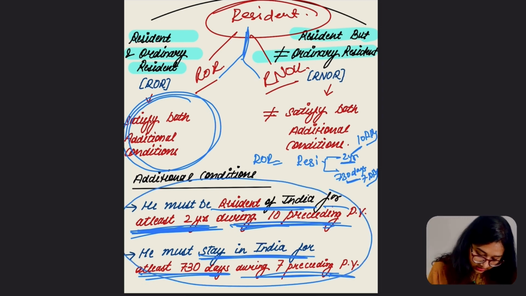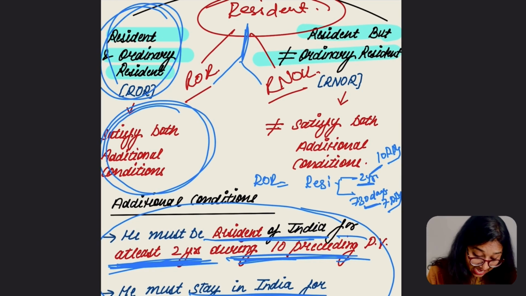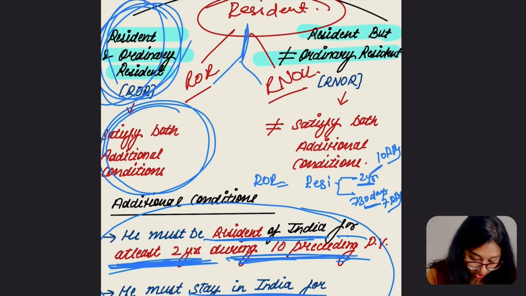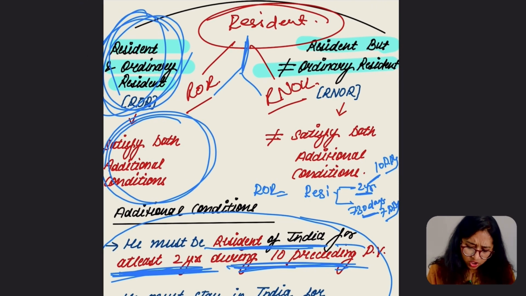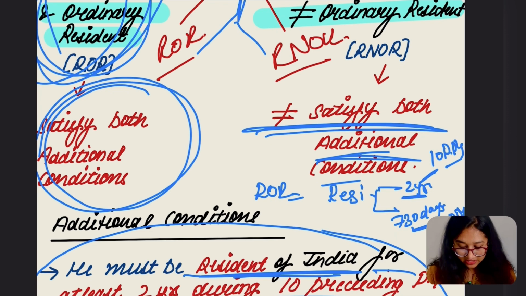So once the person is a resident and follows these two conditions, then the person is going to be ROR, resident and ordinary resident. But what about RNOR, resident but not ordinary resident? If the person is not satisfying both of the additional conditions, then the person would be RNOR.